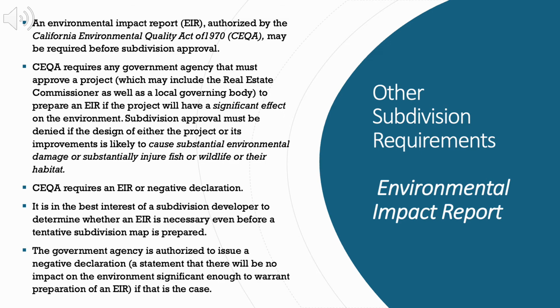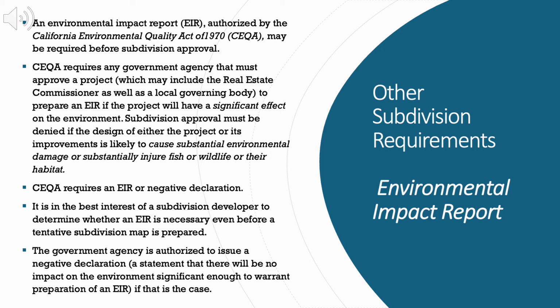Other subdivision requirements. Environmental impact report. An Environmental Impact Report, EIR, authorized by the California Environmental Quality Act of 1970, CEQA, may be required before subdivision approval. CEQA requires any government agency that must approve a project, which may include the real estate commissioner as well as a local governing body, to prepare an EIR if the project will have a significant effect on the environment. Subdivision approval must be denied if the design of either the project or its improvements is likely to cause substantial environmental damage or substantially injure fish or wildlife or their habitat.